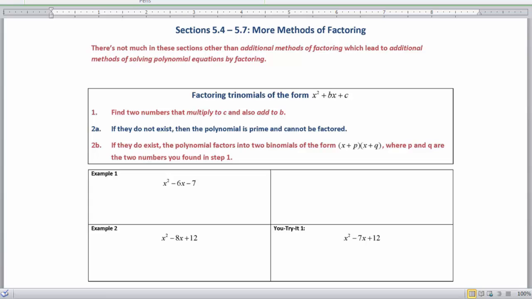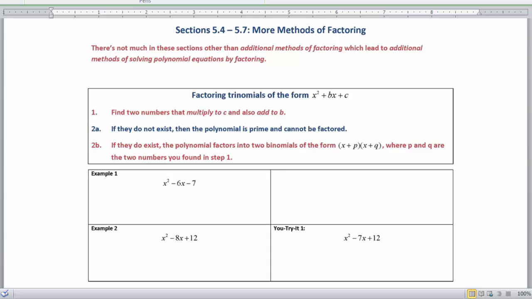In section 5.3, we got into some basic factoring, like factoring by the GCF and factoring by grouping, and then a little bit of solving polynomial equations. Now, in 5.4 to 5.6, we have some more complex methods of factoring. All right? And that's really all that's in these sections, 5.4 to 5.6.